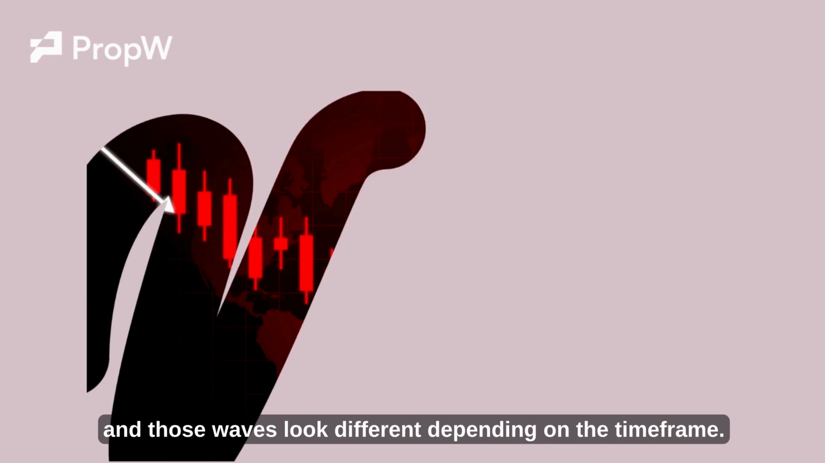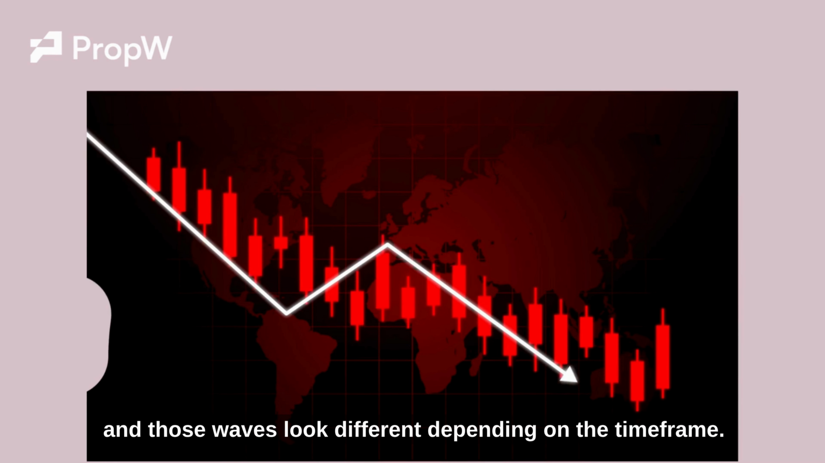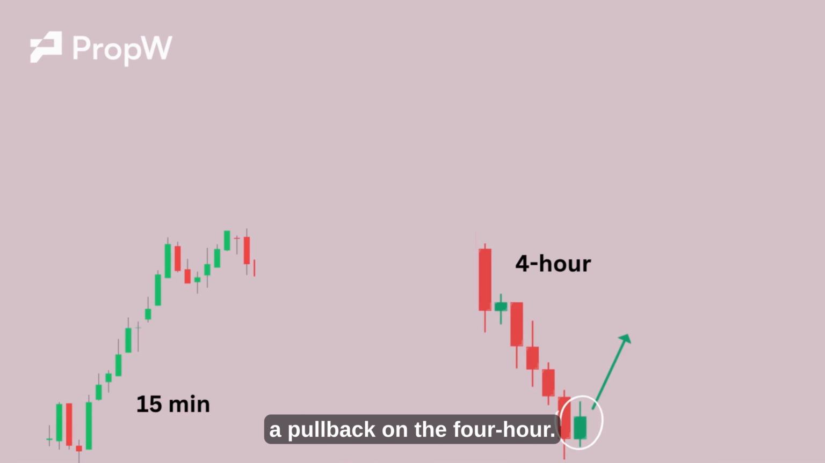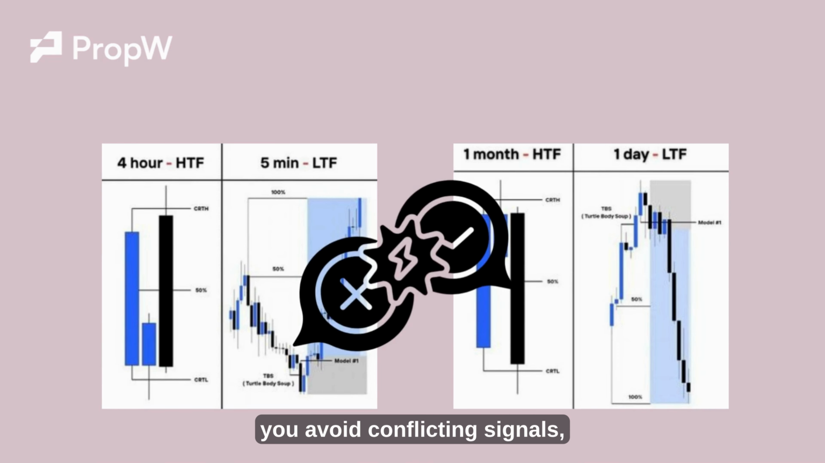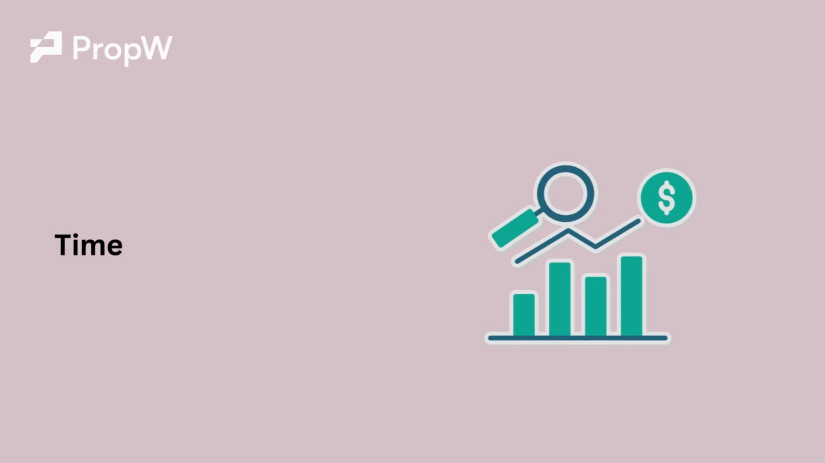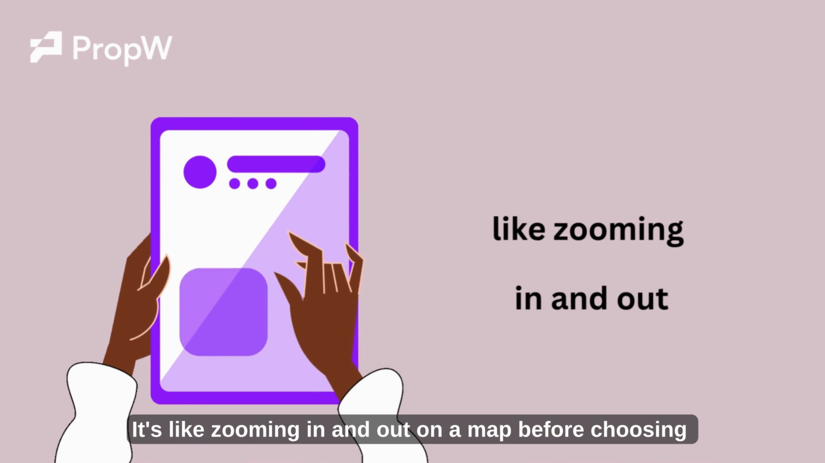Markets move in waves, and those waves look different depending on the timeframe. A bullish move on the 15-minute chart might be just a pullback on the 4-hour. By analyzing multiple timeframes, you avoid conflicting signals, confirm the dominant trend, and time your entries with greater accuracy. It's like zooming in and out on a map before choosing your route. Now let's move on to the 3-level framework.